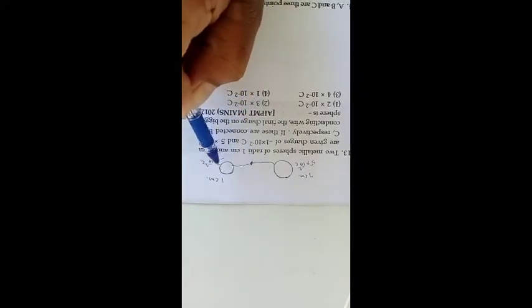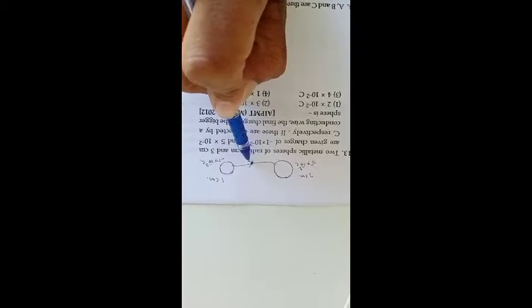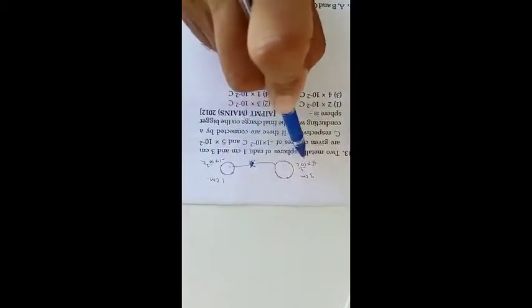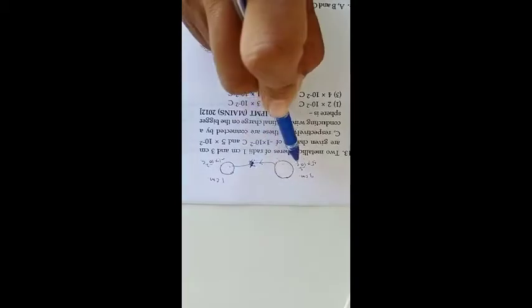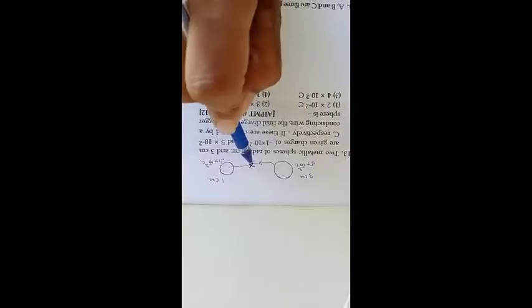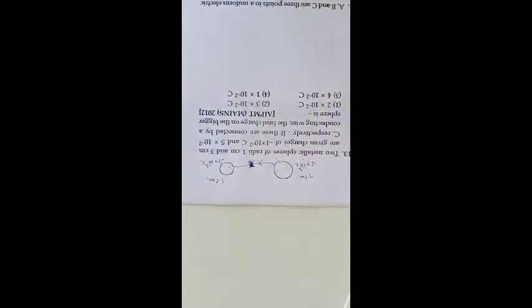Then what will happen? This will be at a higher potential compared to this. Then charge will go from here to here or here to here somewhere. Whatever it is, positive or negative, let it be, it is going from higher potential to lower potential. So then what will happen? What is the final charge on the bigger sphere? What is the net charge on these two spheres? 5 minus 1, so 4 into 10 power minus 2 coulombs.